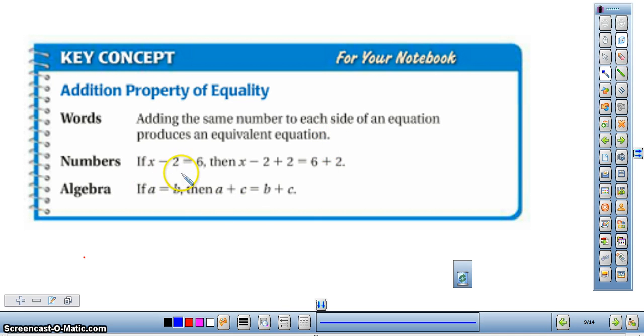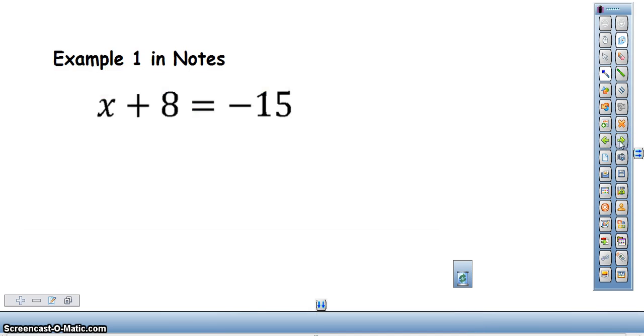So if x minus 2 equals 6, some of you might be thinking in your head, oh, I know what I subtract from 2 and get 6. I subtract 8. And by doing the inverse operation, we add 2 to both sides of that equation, and x is equal to 8. Again, this should be in your notes. If you need to pause, do so.